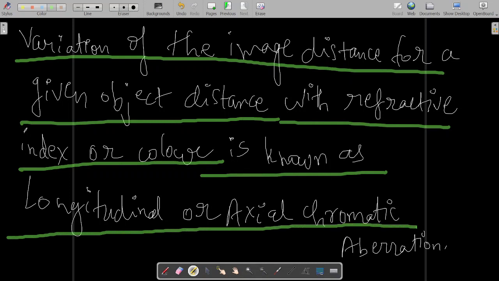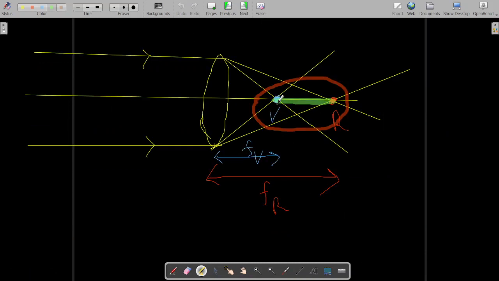Now why have we called it longitudinal or axial chromatic aberration? This is because it is along the axis. A line is being formed along the axis. That's why axial chromatic aberration. Or longitudinal, because the axis is also called longitude. Axial means similar to longitude. So that's why it is called longitudinal or axial chromatic aberration.